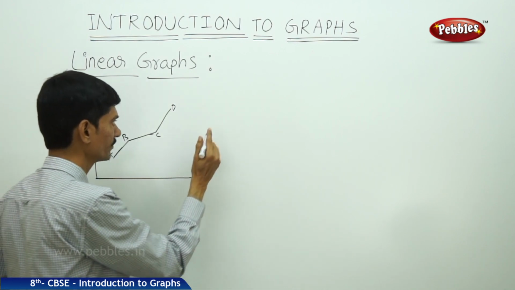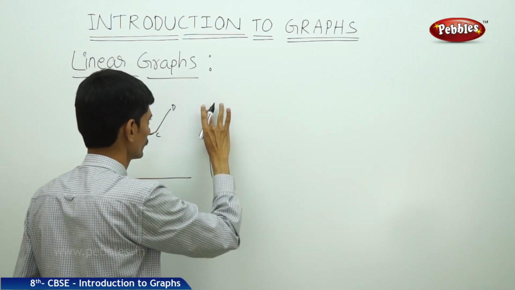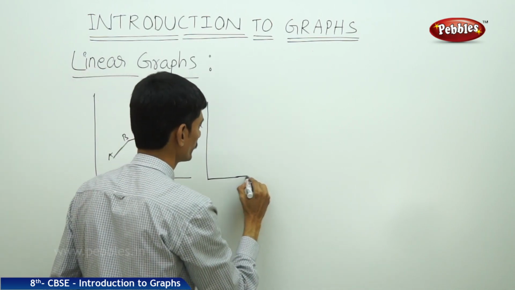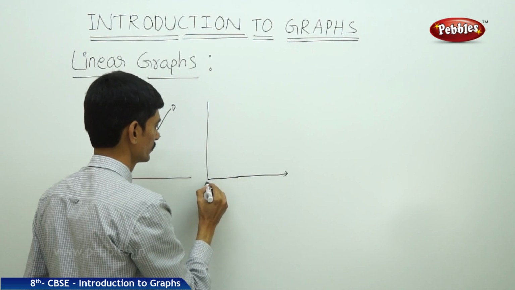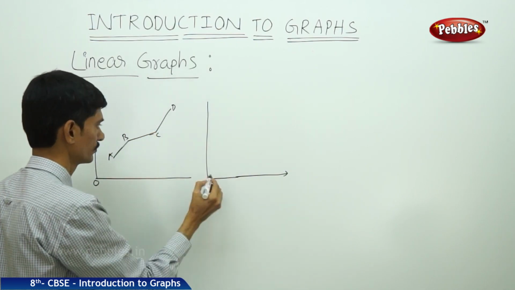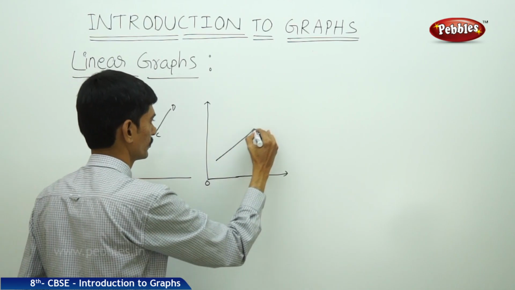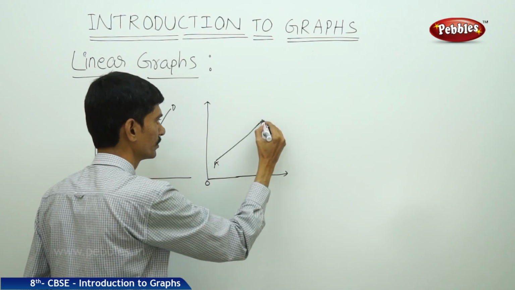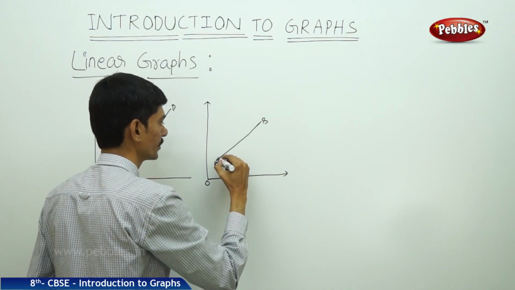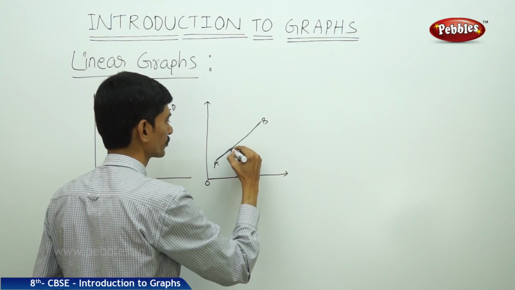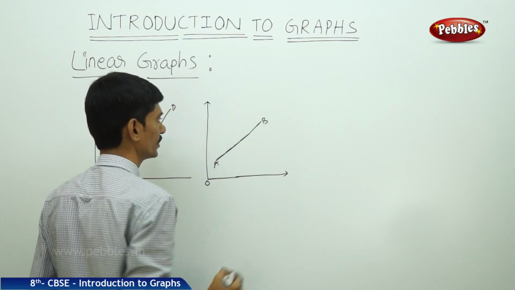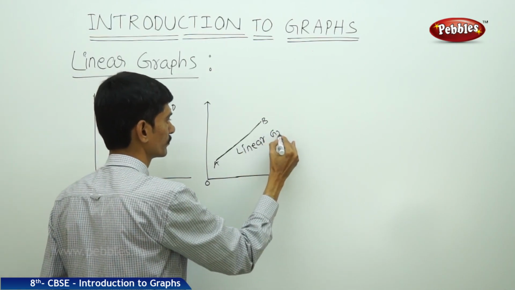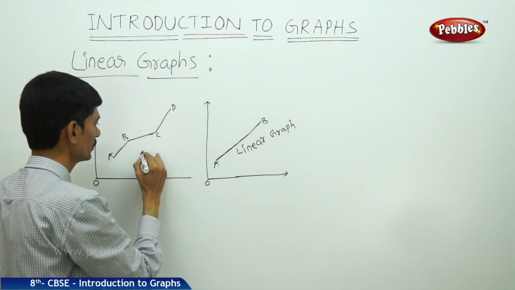Sometimes the graph may be a whole line segment which is unbroken. This is also a line graph, but it is a whole unbroken line from A to B. This type of graph is called a linear graph. Now this is a linear graph and this is a line graph.